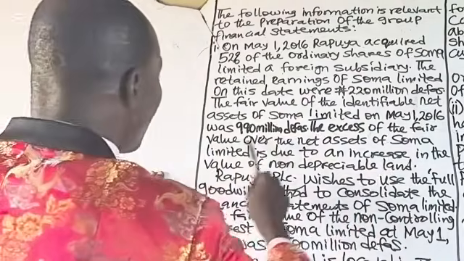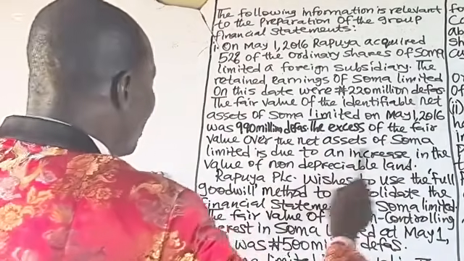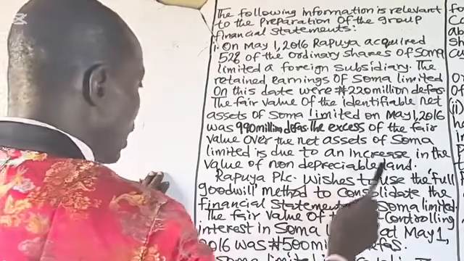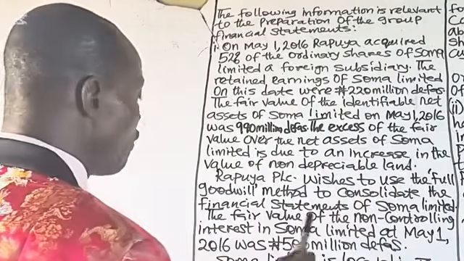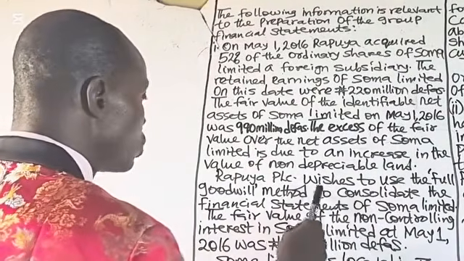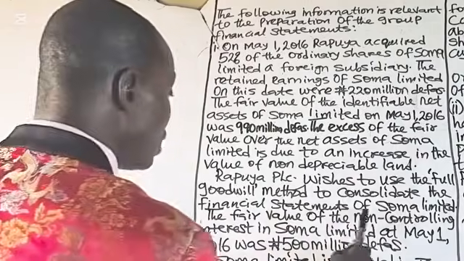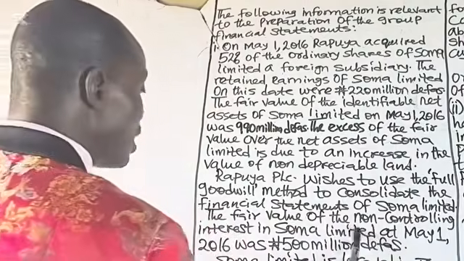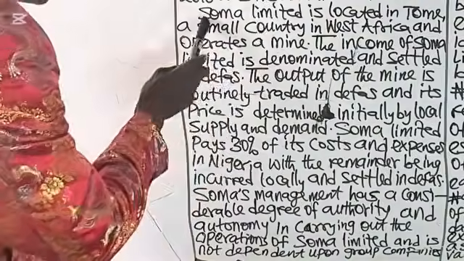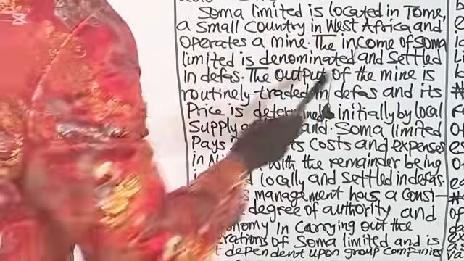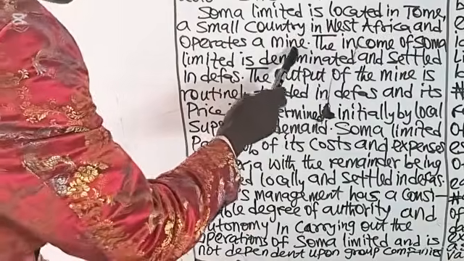The excess of the fair value over the net assets of Soma Limited is due to an increase in the value of non-depreciable land. Rapuya PLC wishes to use the full goodwill method to consolidate the financial statements of Soma Limited. The fair value of the non-controlling interest in Soma Limited at May 1st, 2016 was 500 million DEFAs. Soma Limited is located in Tom, a small country in West Africa, and operates a mine.